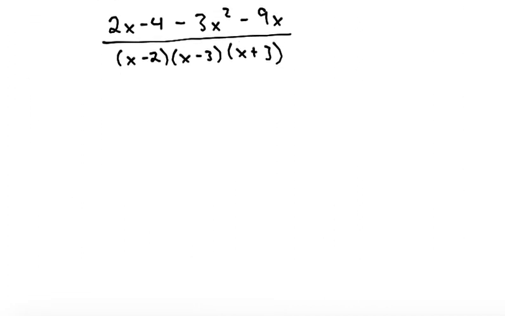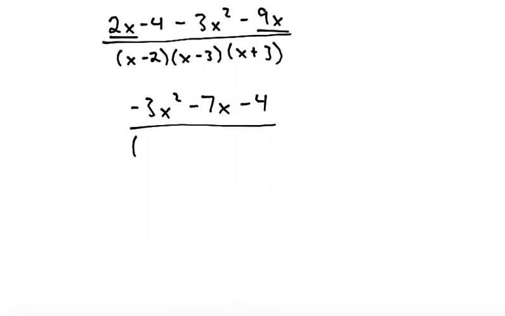From here we can just see if we have any like terms. We have a like term between 2x and negative 9x. So if we put the negative 3x squared out front, then the 2x minus 9x would be negative 7x, and then bring down the minus 4, and then bring down the denominator. And that would be it.